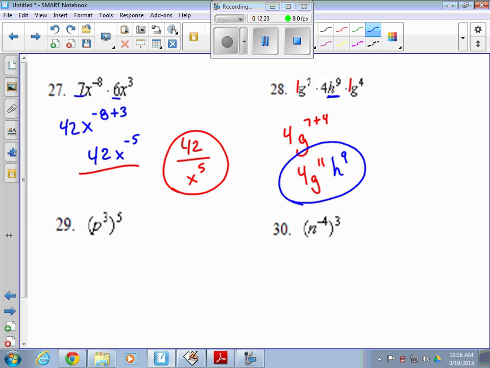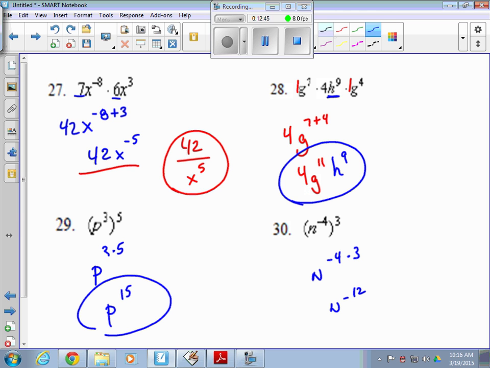p to the 3rd to the 5th. Now you're not adding the exponents. Now you're multiplying, since it's a power to a power, 3 times 5, p to the 15th. n to the negative 4th to the 3rd, again, a power to a power, n to the negative 4 times 3, n to the negative 12th. We can't leave it like that. We have to ride the elevator. It goes down, 1 stays on top, n to the positive 12 is at the bottom.